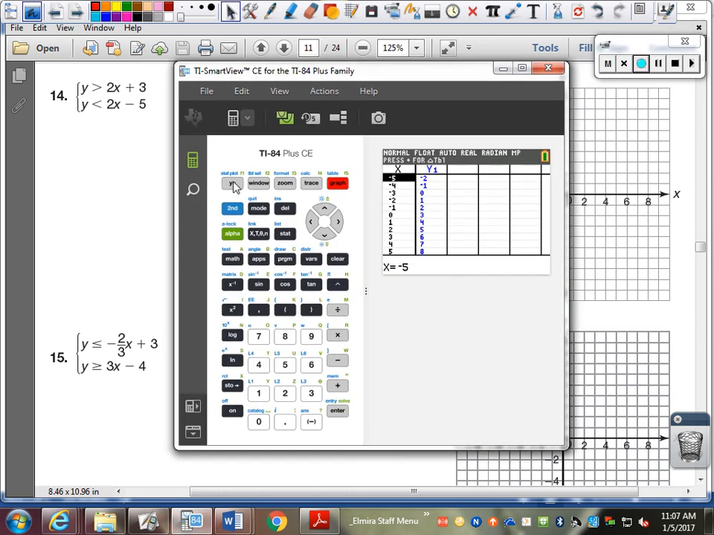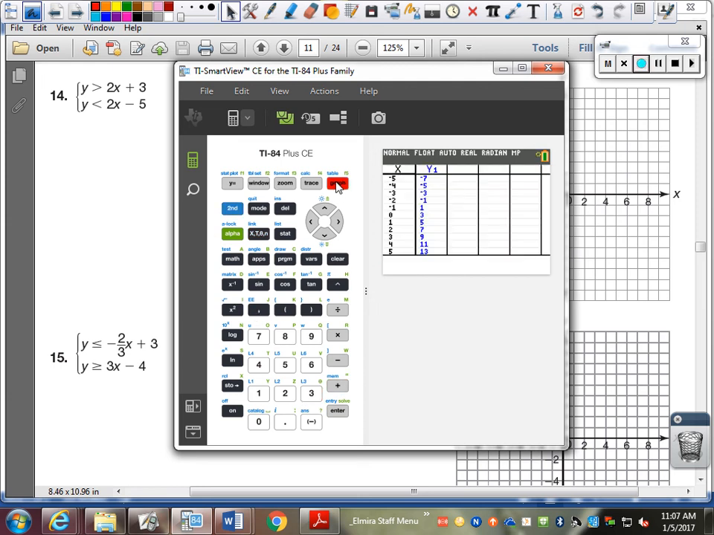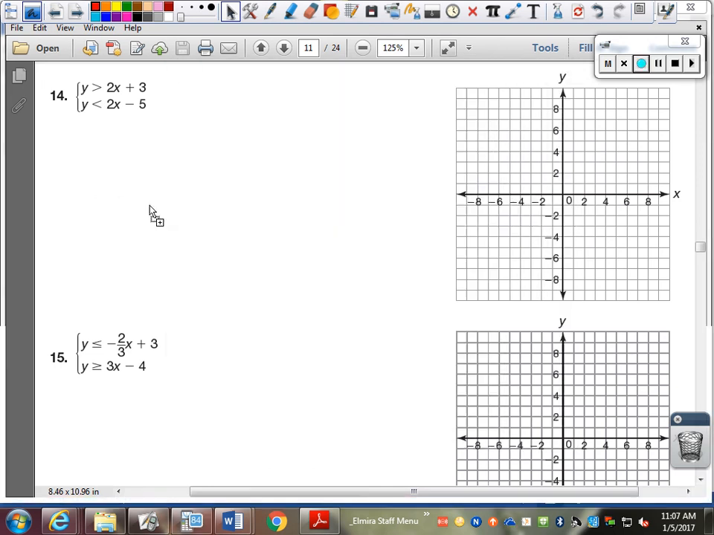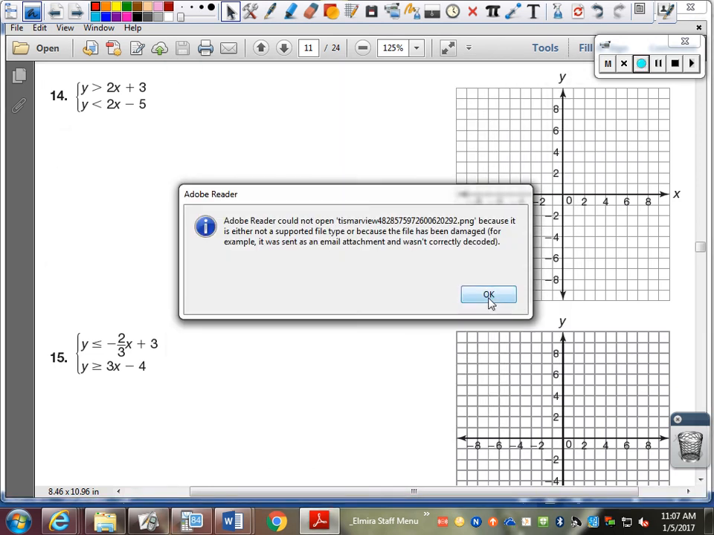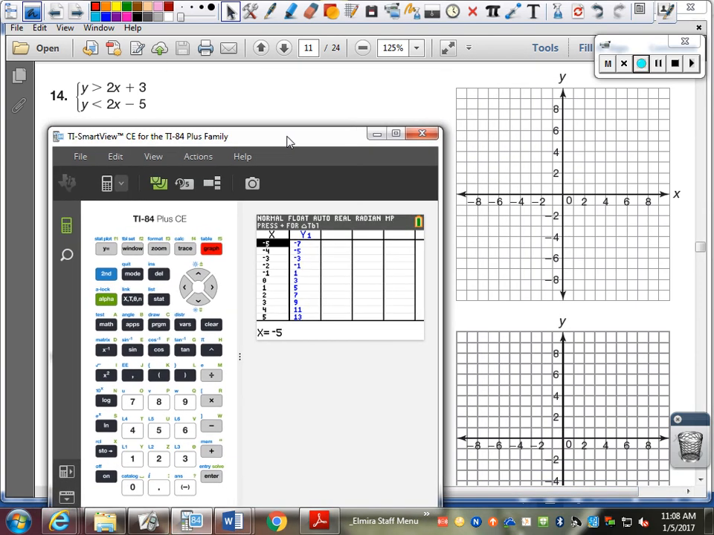At any rate, go to your y equals in your calculator and put in 2x plus 3. Go to your table. Okay, and we'll pull that out. Oh, I can't, because this is not a flip chart. Okay, there we go. Just move that over there.